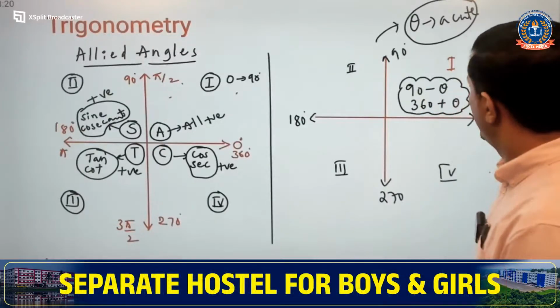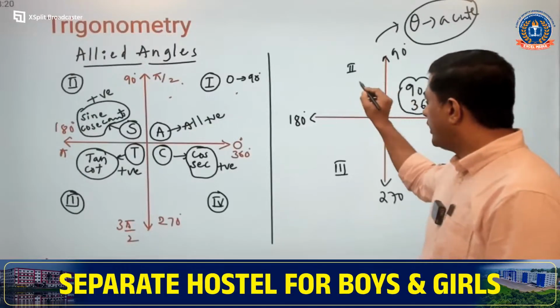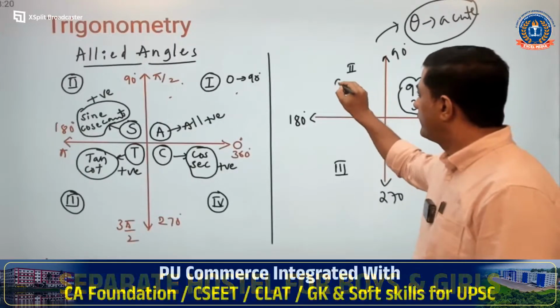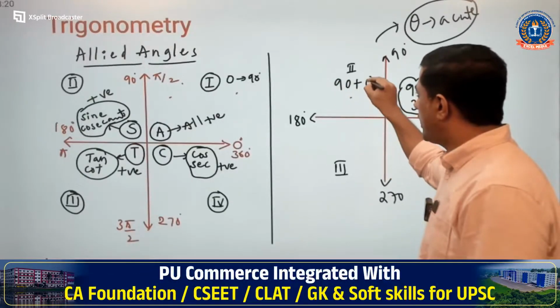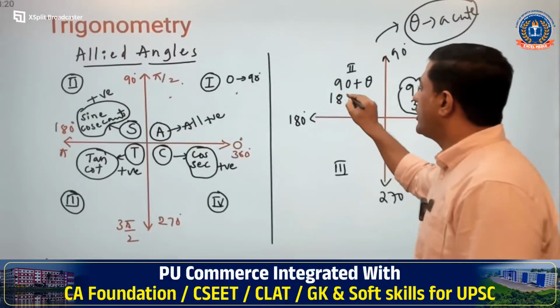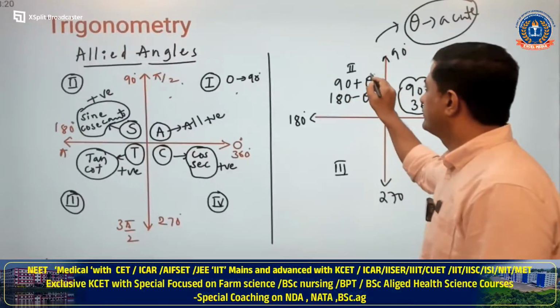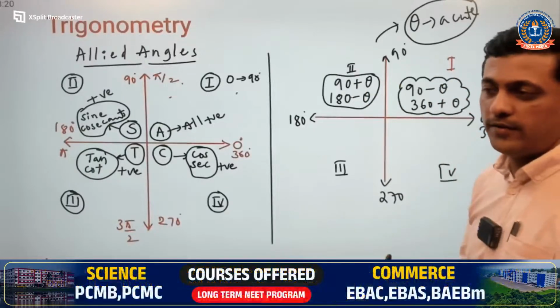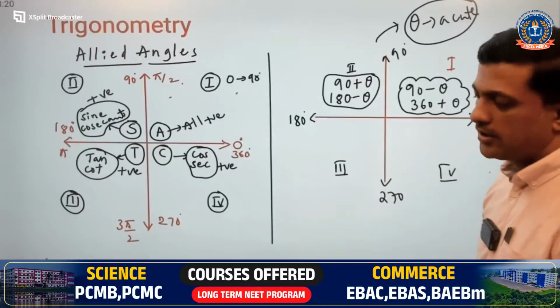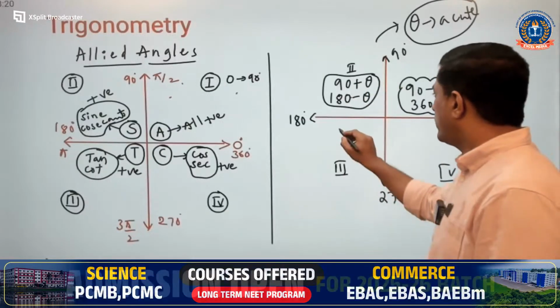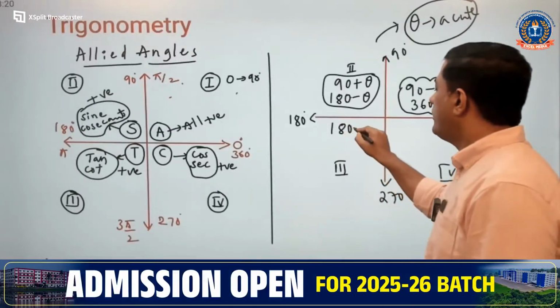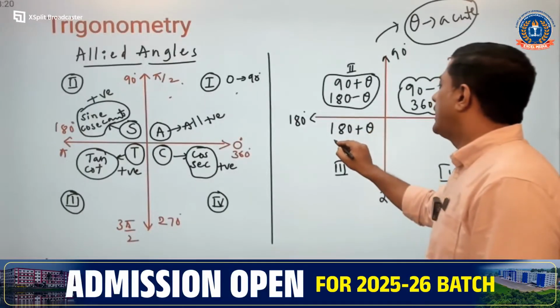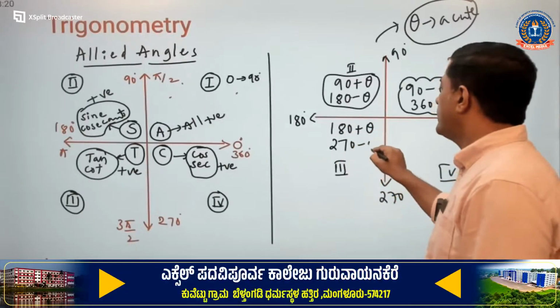Very good, so nice. And then second quadrant ಅನ್ನ ಏನು ಹೇಳ್ತೇವೆ ನಾವು, 90 plus theta and 180 minus theta ಅಂತ ಹೇಳ್ತೀವಿ. ಯಾವುದು? ಸೆಕೆಂಡ್ ಕ್ವಾಡ್ರಂಟ್ 90 plus theta and 180 minus theta. Right? Third quadrant 180 plus theta and 270 minus theta ಅಂತ ಹೇಳ್ತೀವಿ.